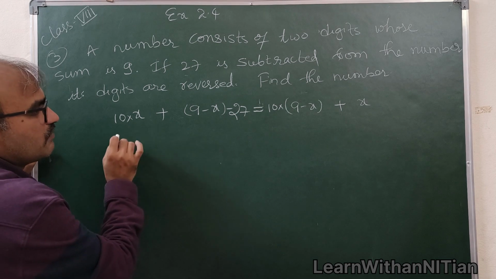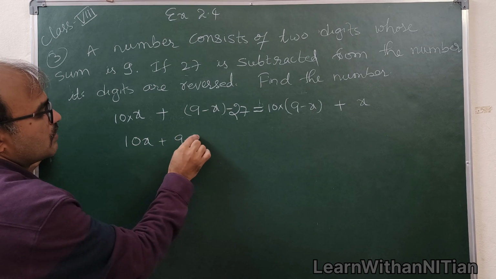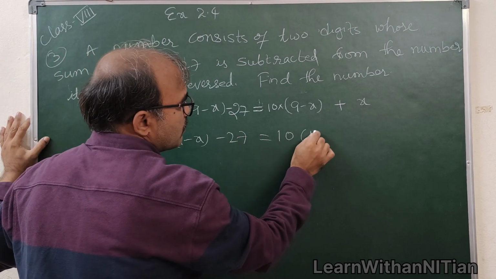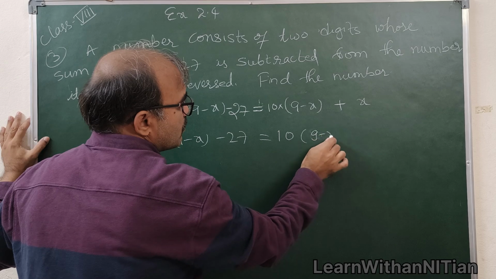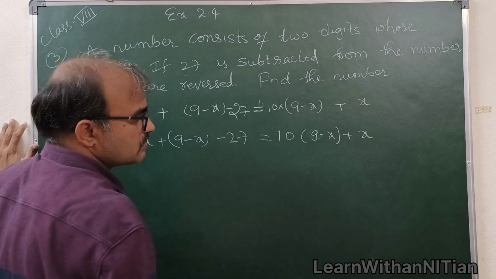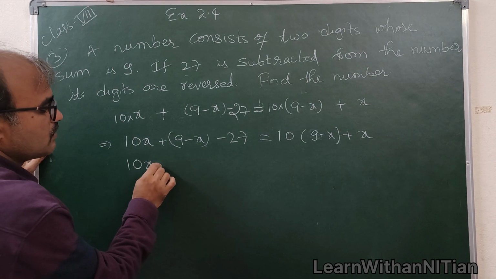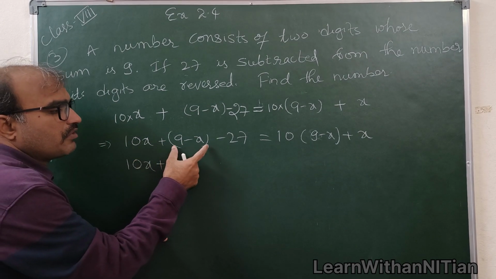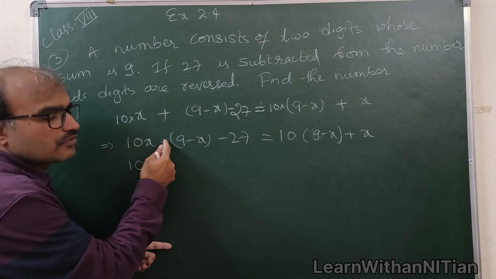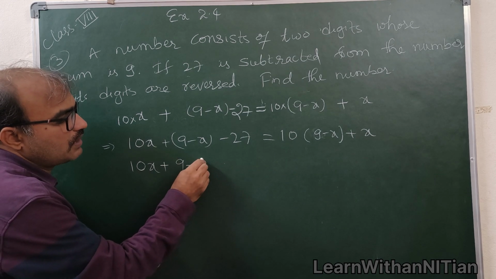Now, if you write somewhat neatly: 10x plus 9 minus x minus 27 equals 10 into 9 minus x plus x. Now first of all we have to remove the brackets. Why should we remove the brackets? So 10x. Here, before the bracket there is nothing, which means we can consider it as 1. So 1 into some number is again the same number. So that is why without brackets we have to write 9 minus x.